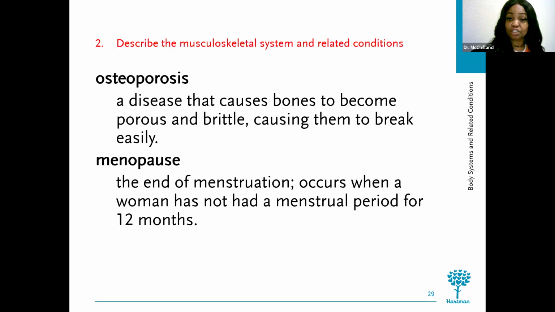You need to know what osteoporosis is. It's a disease that causes bones to become porous and brittle, causing them to break easily. Menopause, the end of menstruation, occurs when a woman has not had a menstrual period for more than 12 months.